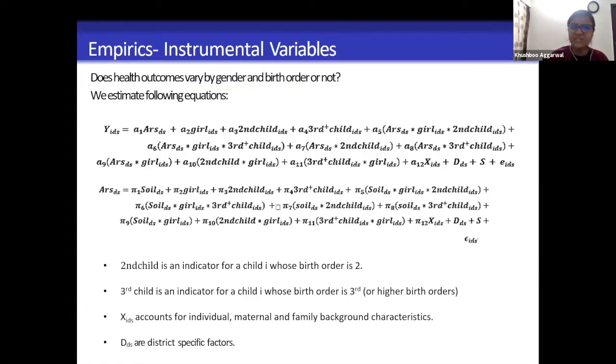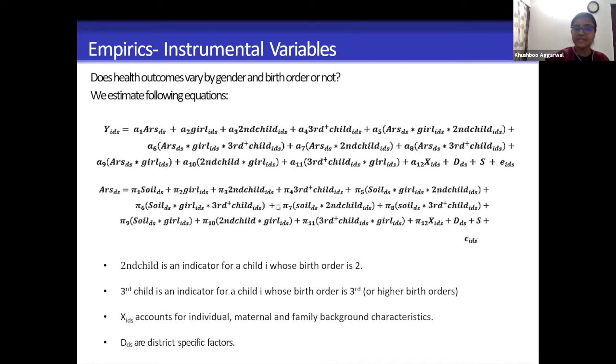So further, we try to analyze whether the health outcome will vary by gender and birth order or not. So here in this regression framework, our key interest variable is the three-way interaction between arsenic, girls, and second child, and arsenic, girls, and third child plus higher. So second child basically is an indicator for child i whose birth order in the family is second.